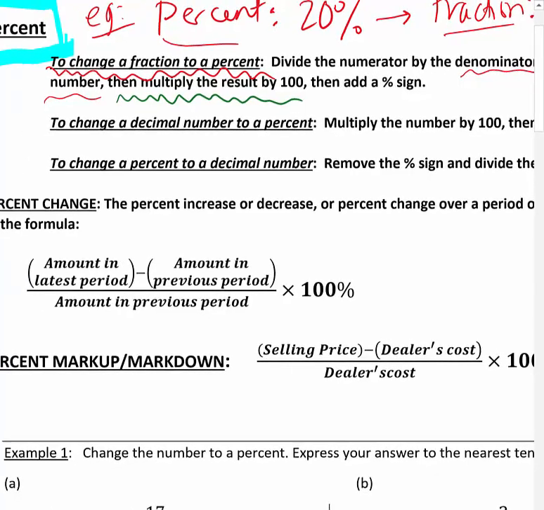So yeah, it's up to you. You're going to divide the numerator by the denominator for sure. But then after that, it's up to you if you want to say, oh, I just moved the decimal twice, or I multiply by 100. That's however you want to think of it, whatever makes more sense to you.